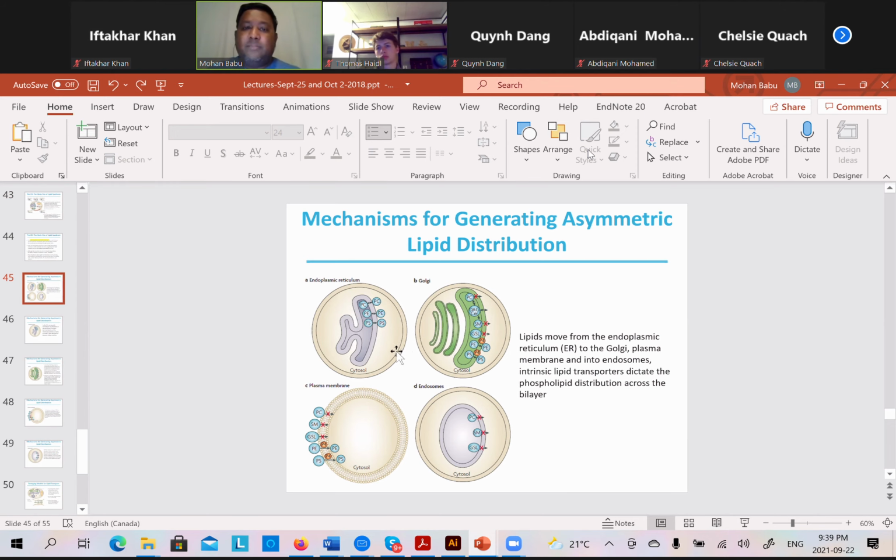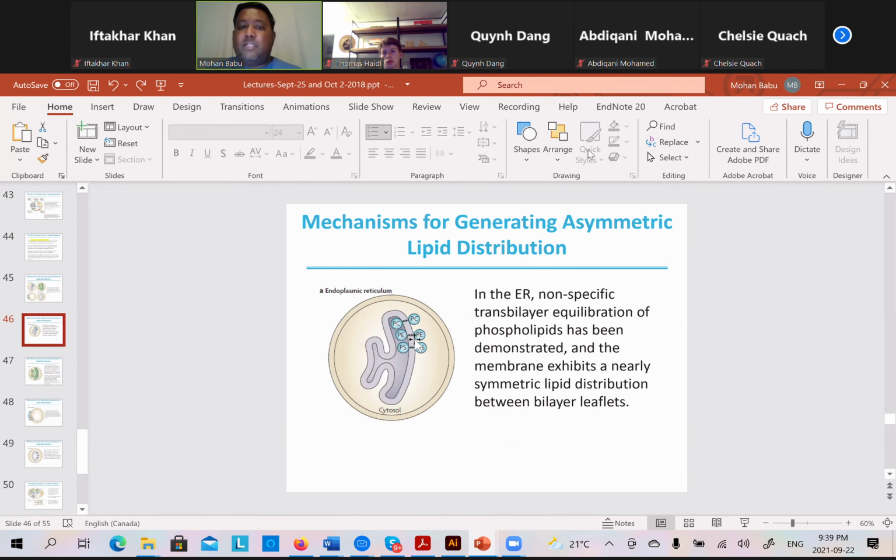So if you look at this one, the arrows are going in both directions. You see there. That means there's an equal, symmetrical lipid distribution, and there's equilibration of the phospholipids between two different compartments, ER to cytosol. Okay. Now, in the case of the Golgi, it's a little bit different. Okay, these are not symmetrical.